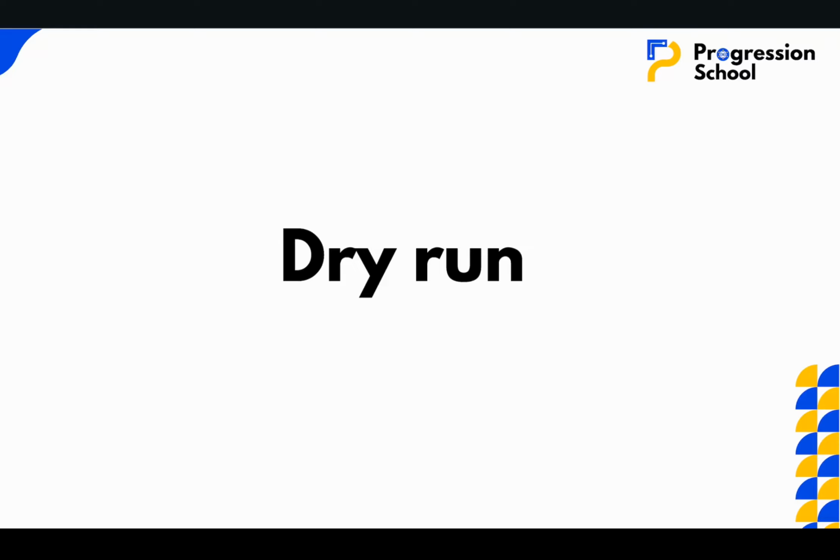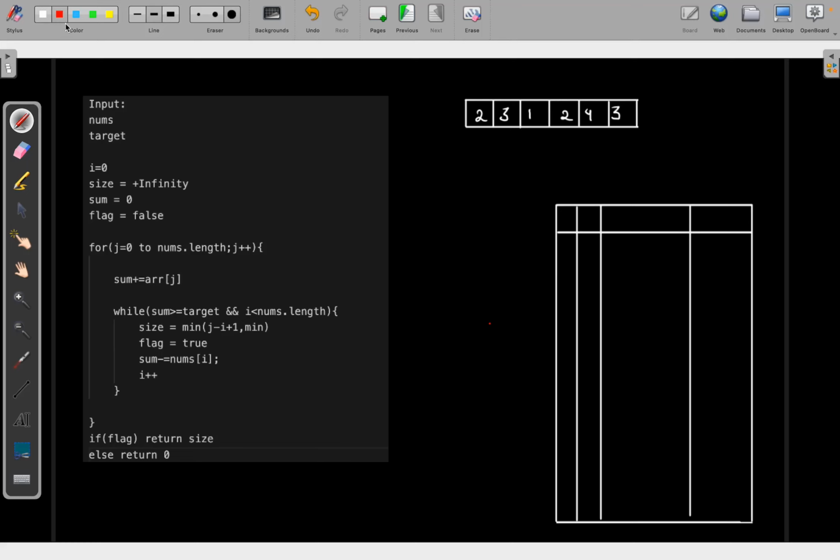In this video, we will see a dry run of the code. Now let's do a quick dry run of this code. So what I will do, I will write the indexes. This is my nums array and I have a target with the value of 7, and the answer of this example will be 2. Okay, let me mention the i pointer, the j pointer, and mention sum and size.